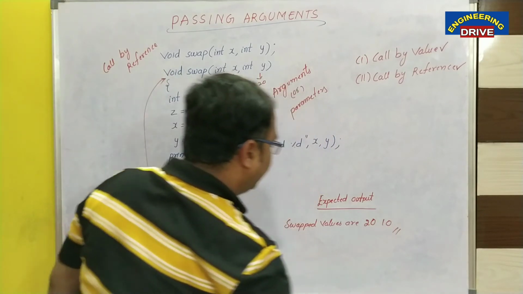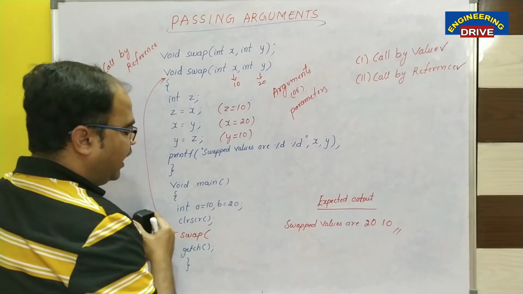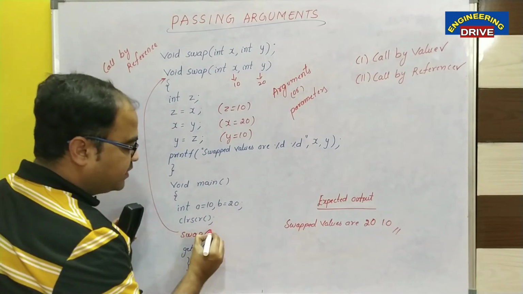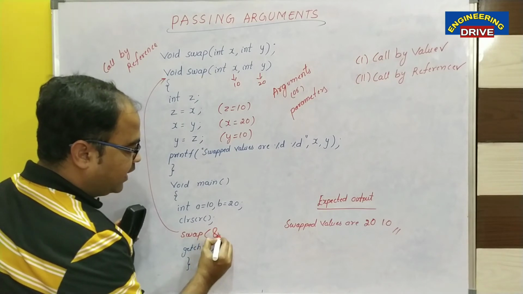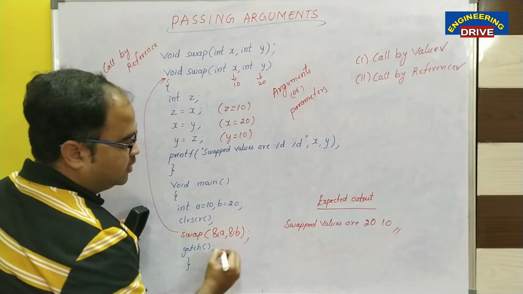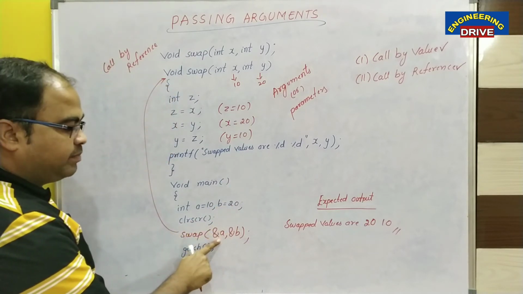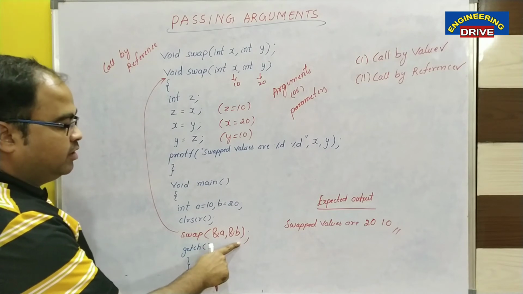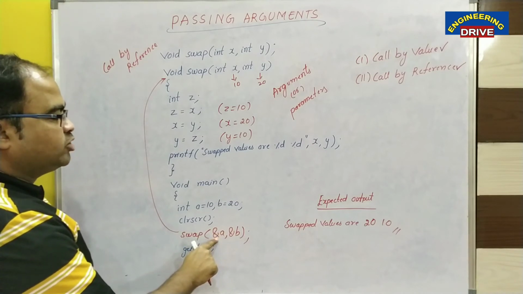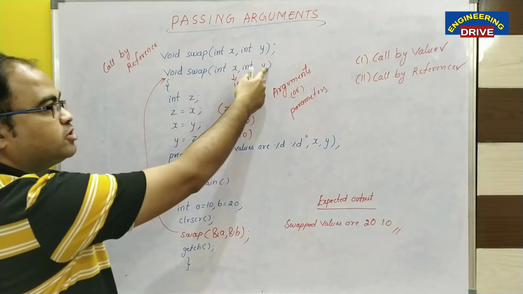here we will pass addresses. So how to pass the addresses? You know, the address of operator is represented as ampersand. Ampersand A, comma, ampersand B. So instead of passing directly the values, what am I passing here? Addresses. Ampersand A, comma, ampersand B. So this address of A will be passed to X. This address of B will be passed to Y.